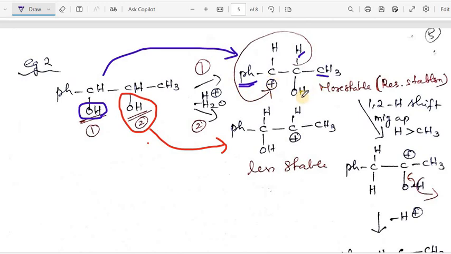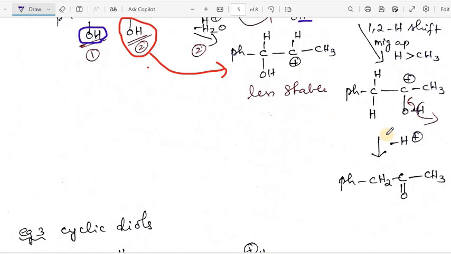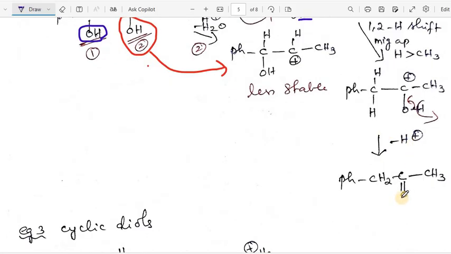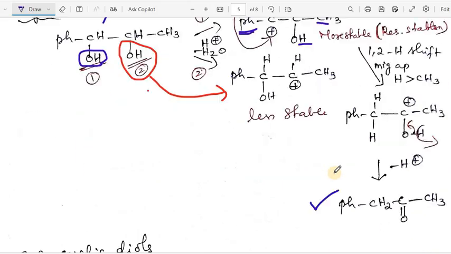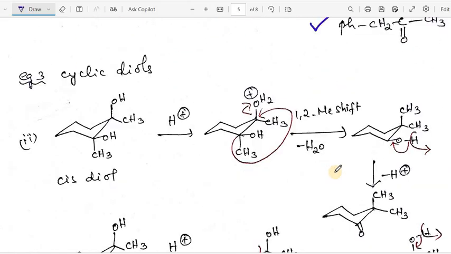Then what is the next step? Removal of this H plus, and formation of the product. So this is the major product formed, and the migrating aptitude also plays a significant role here, and the stability of the carbonium ion is the major deciding factor, the product deciding factor here.